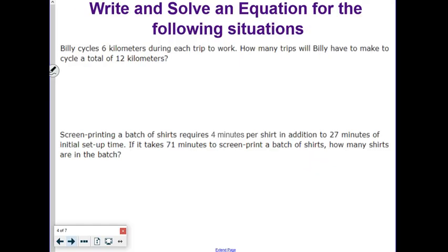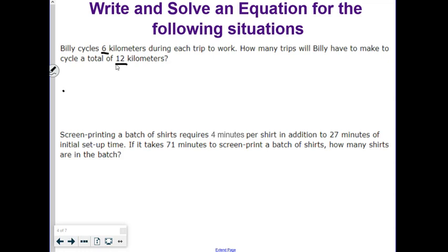So let's write and solve the equations that we get from this. Billy cycles 6 kilometers during each trip to work. How many trips will Billy have to make to cycle a total of 12 kilometers? Okay. And you might be able to do that mentally, but what I would like us to practice is, can we write an equation for this? Because honestly, yeah, I can do that mentally. 6 kilometers during each trip, and there's 12 kilometers. Well, I know 2 6s make 12, so I'm pretty sure the answer is going to be 2.